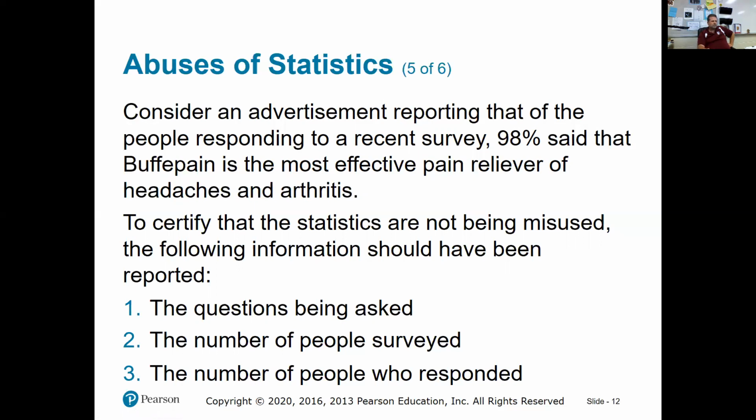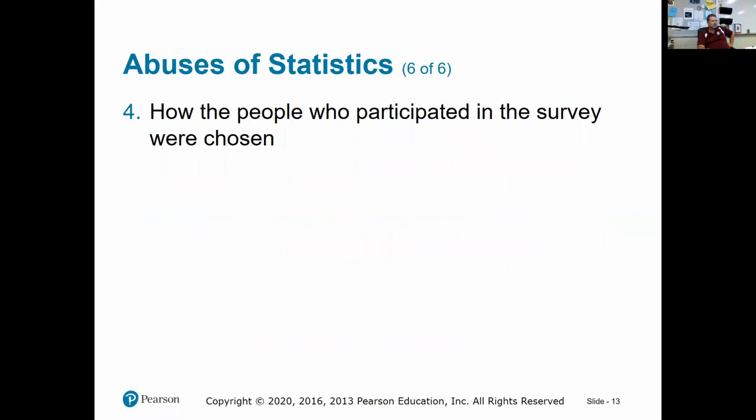The number of people who responded, okay? So you send out 50 surveys out of 100, that's half the people. That's not bad, but if only 2 people respond, it's not going to be a good survey. How the people who participated in the survey were chosen, okay? Well, if you wanted to ask a survey of who likes your grandma and you're only going to ask your family, everybody's going to like grandma, okay? Well, who doesn't like grandmas, right?